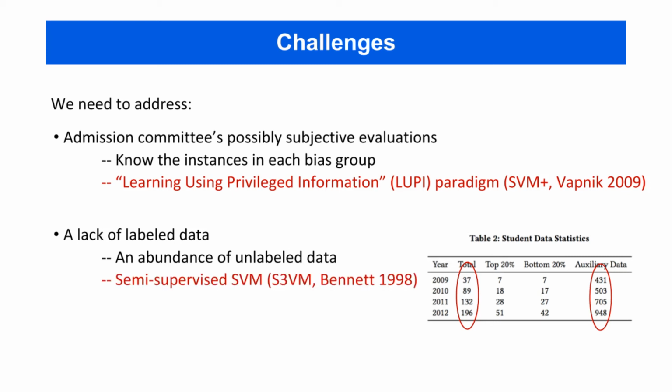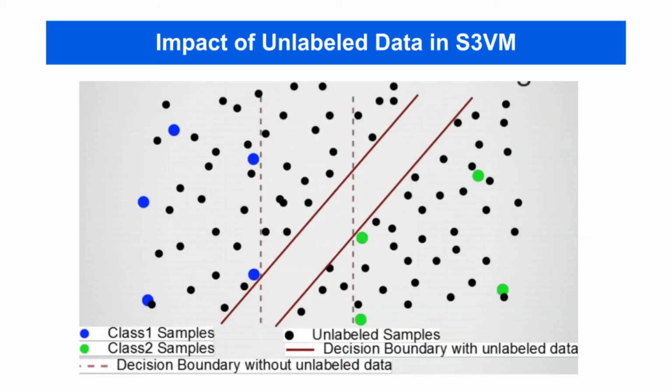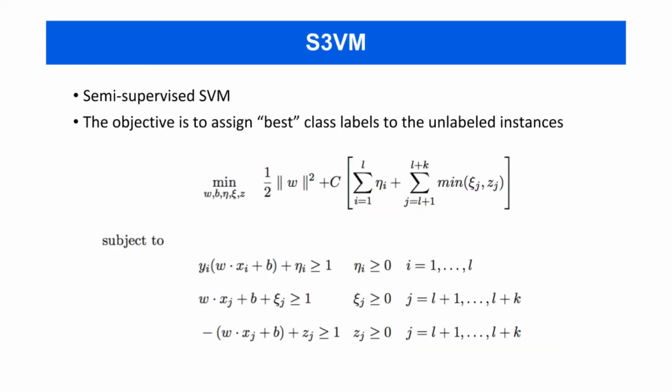To address this issue, we resort to the idea of S3VM proposed by Bennett in 1998. This diagram illustrates the shift of decision boundaries with and without unlabeled data. The colored dots are labeled instances, where the blue ones are from Class 1 and the green ones are from Class 2. The dashed lines form the decision boundary without unlabeled data. Once we incorporate the unlabeled data, the decision boundary shifts to the solid red lines, which in this case is more accurate. S3VM is a semi-supervised variant of SVM that learns using both labeled and unlabeled data.